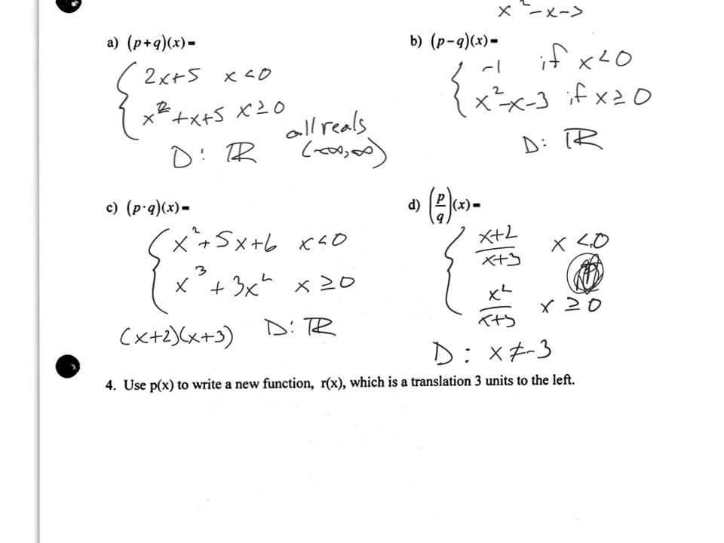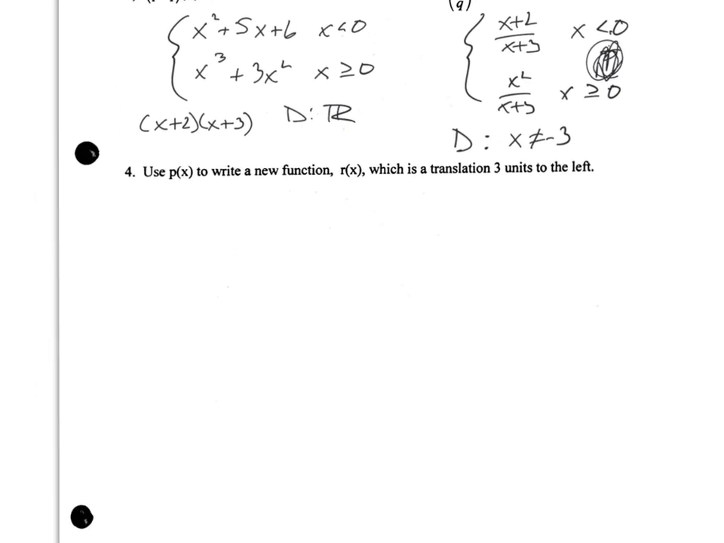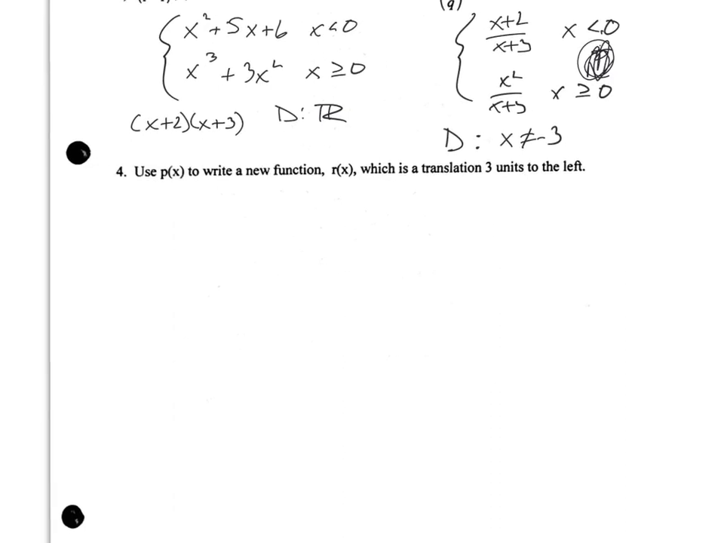So now what we're going to do is take p of x and write r of x, which is translated 3 units to the left. Sorry, I'm looking for, we started with x plus 2 and x squared. I just couldn't think about how it was going to be translated there. I just needed to see it. It wasn't there. So if we think about this, I'm going to start with this line.